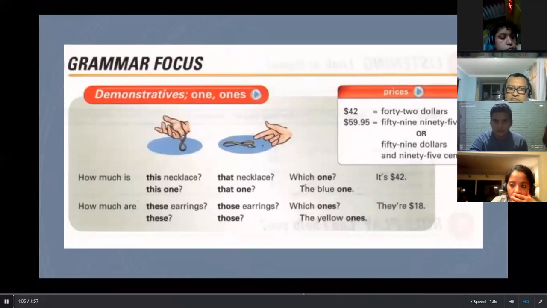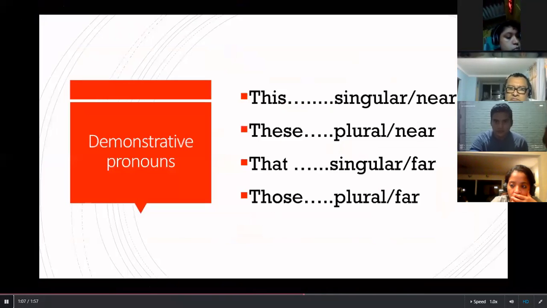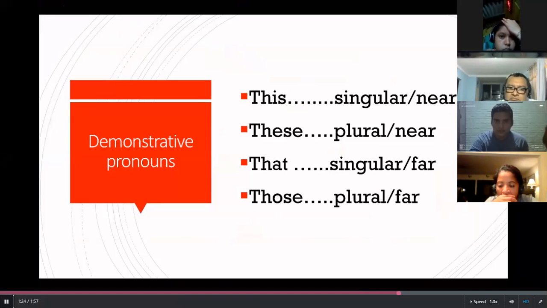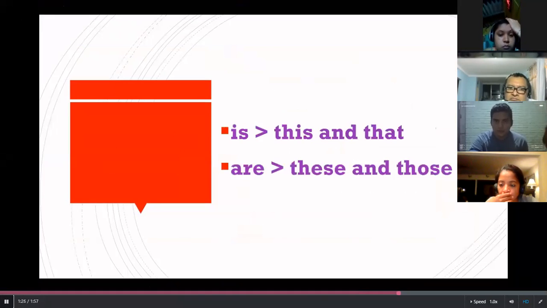As you realized, we're talking about demonstrative pronouns. As you know, there are four: this, these, that, those. I know you have studied this before, so we will make a quick review. This, singular, near. These, plural, near. That, singular, far. Those, plural, far. Therefore, we use is for this and that, and are for these and those.